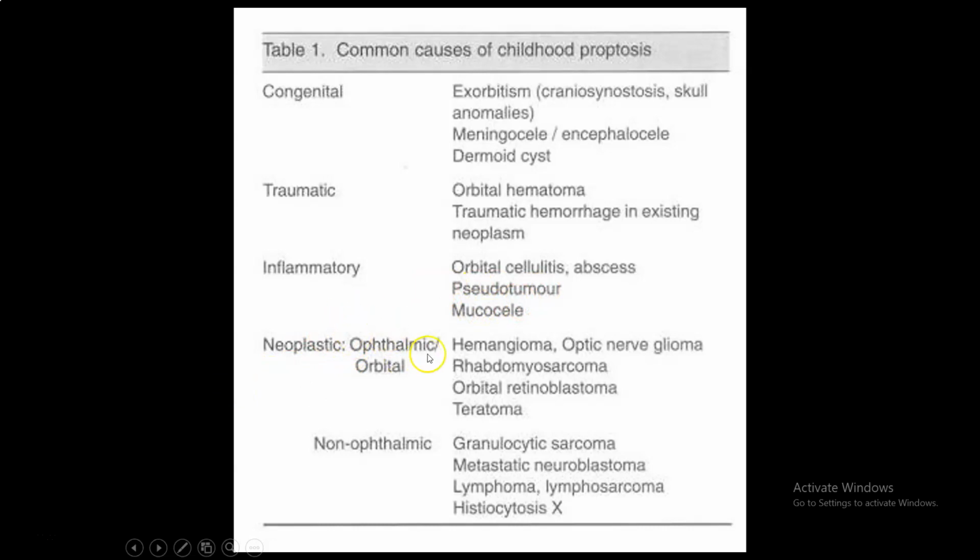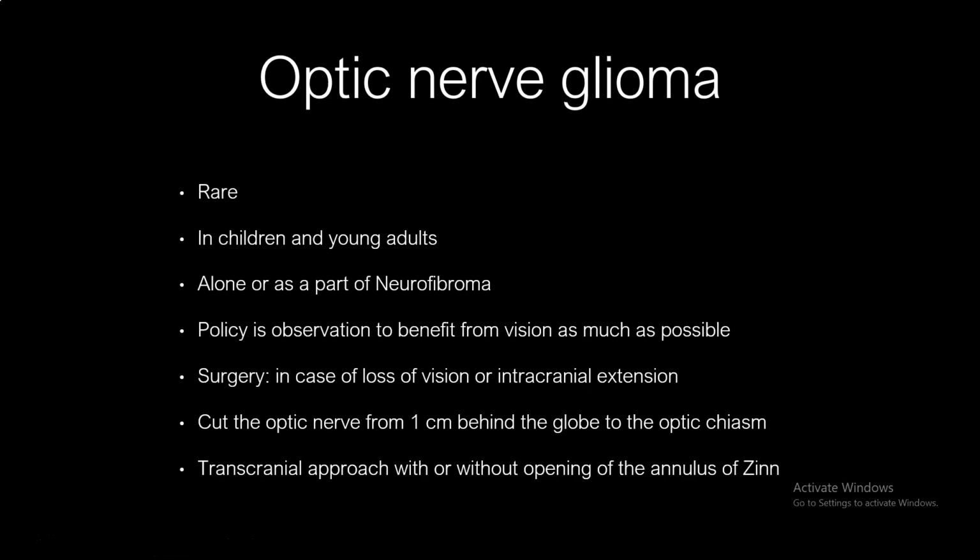And neoplastic, we have the hemangioma, but here the capillary hemangioma is not that common to cause proptosis. Optic nerve glioma is common in children. Rhabdomyosarcoma, as we'll see, is the commonest primary malignant tumor of the orbit in children, and retinoblastoma and teratoma. And non-ophthalmic causes, granulocytic sarcoma with leukemia, and metastatic neuroblastoma, as we'll see, and lymphoma. It's not important to remember all this, but remember the first table, and you write what you found in the first table. And we are discussing special types.